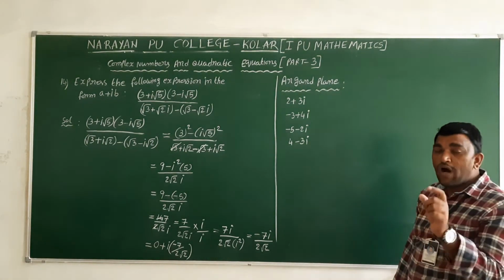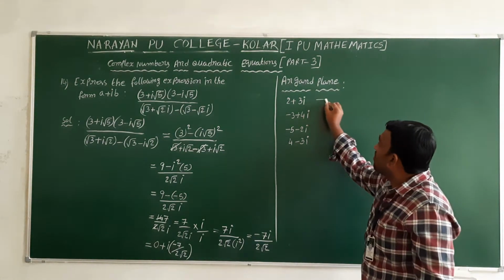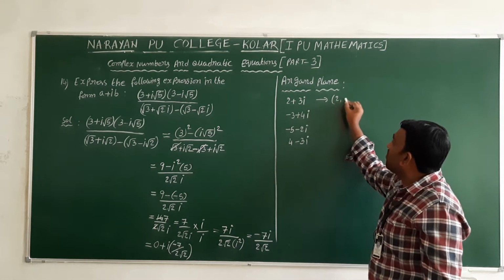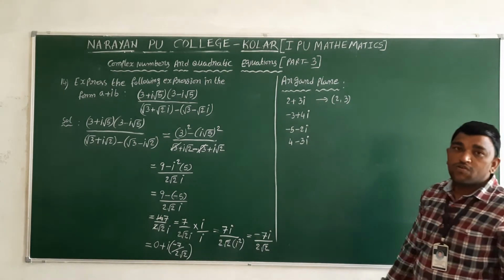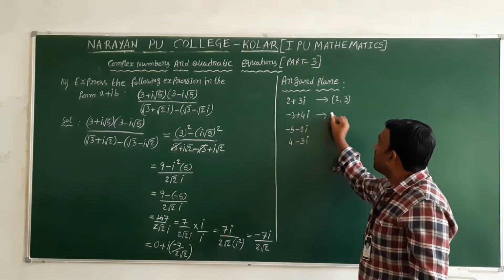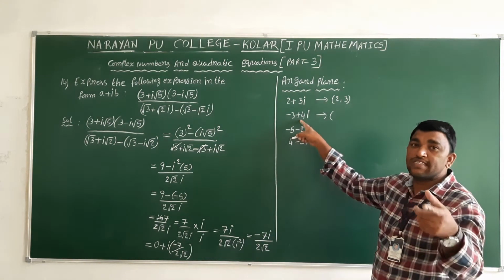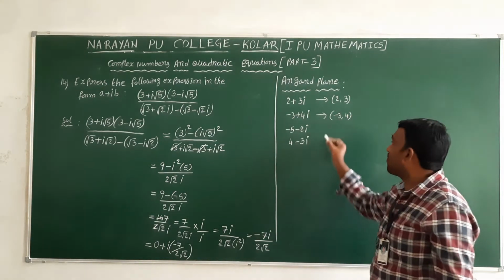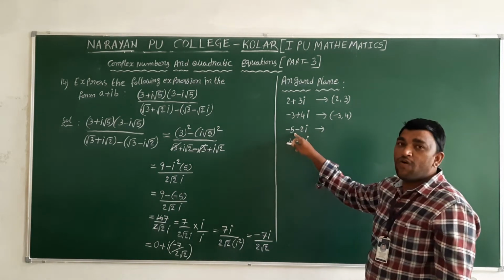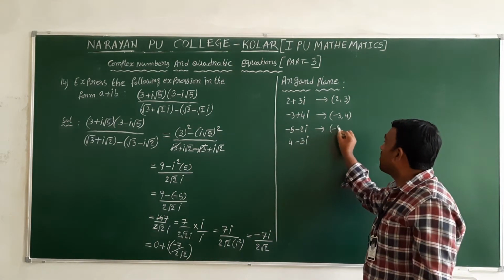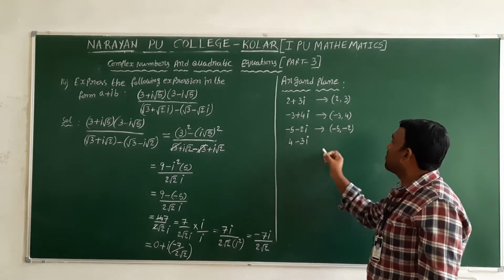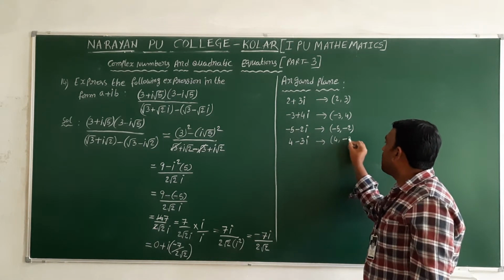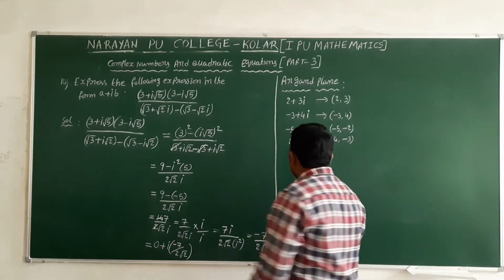In this, what are the x and y values? If you observe in 2 plus 3i, x is 2, y is 3, 2 comma 3. In this complex number, what is x and y? x is minus 3, y value is 4, minus 3 comma 4. In this one, x is minus 5, y is minus 2. In 4 minus 3i, x is 4, y value is minus 3. So then how to define this?